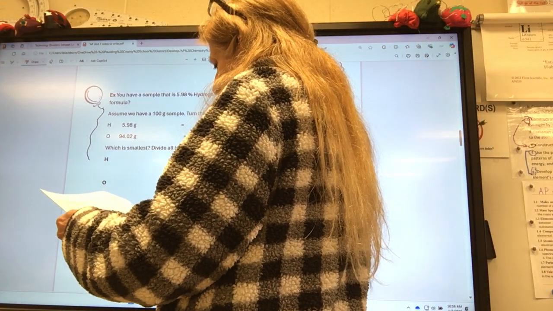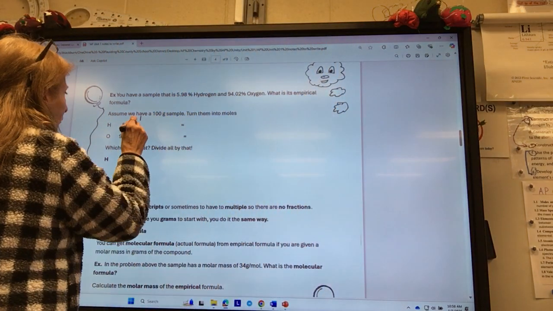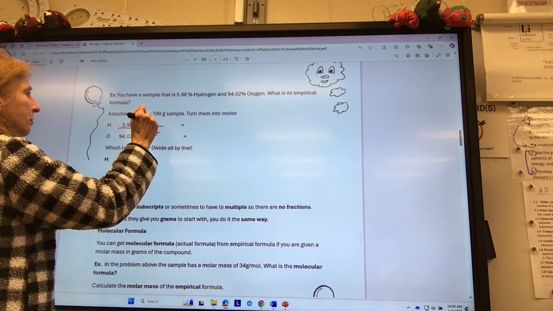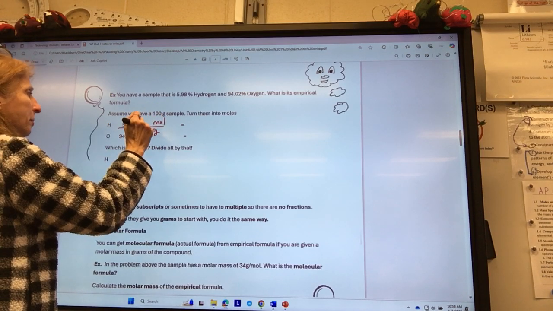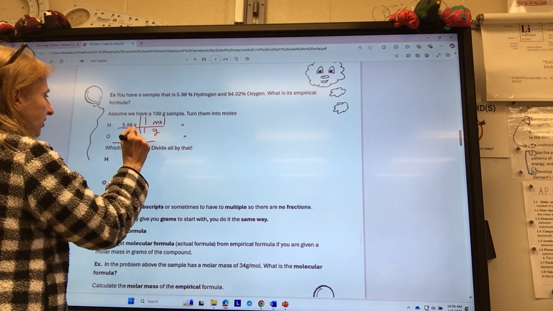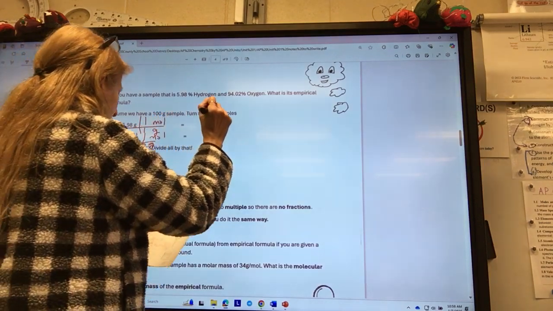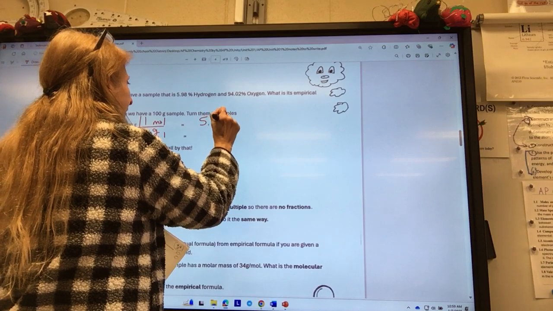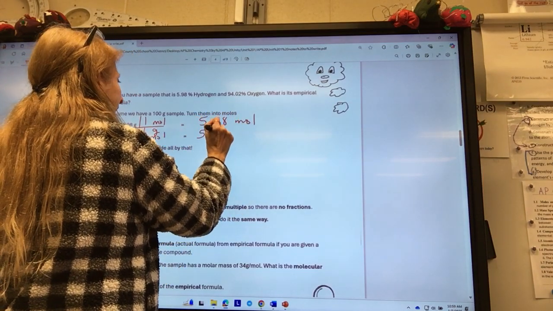Okay? So you take these, and then for each one, I want to convert them to moles. So I'm going to use my little train tracks. I put grams on the bottom, moles on top, and I look up the molar mass off the periodic table, and it's 1 gram per 1 mole. And for oxygen, it's 16 grams for 1 mole. And then I write down the answer. And this one is 5.98 moles. And this one is 5.88 moles.